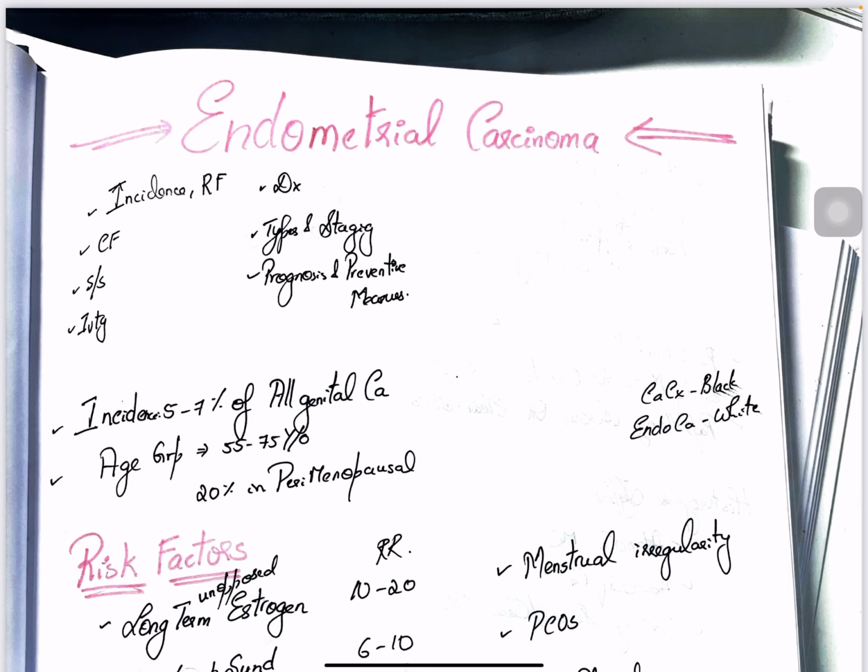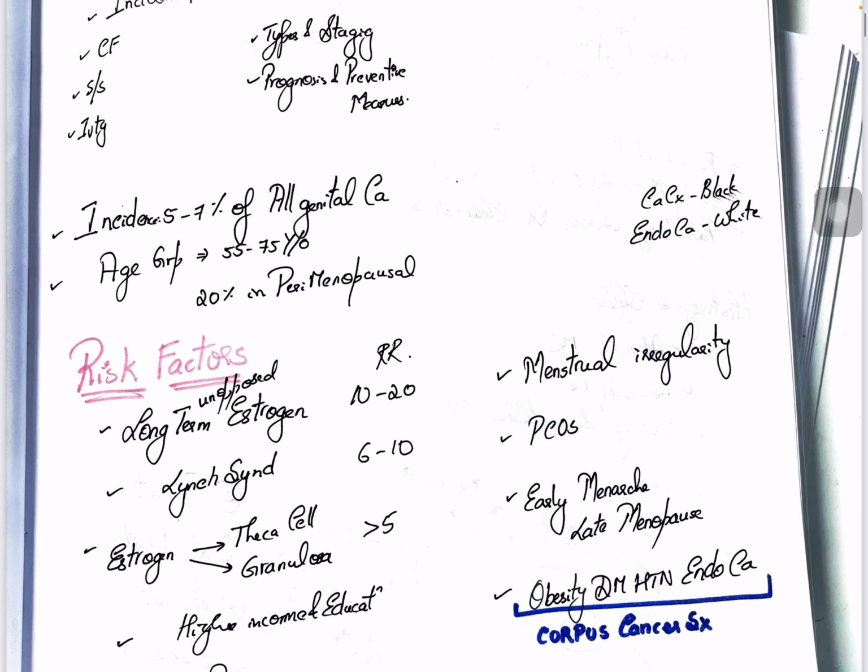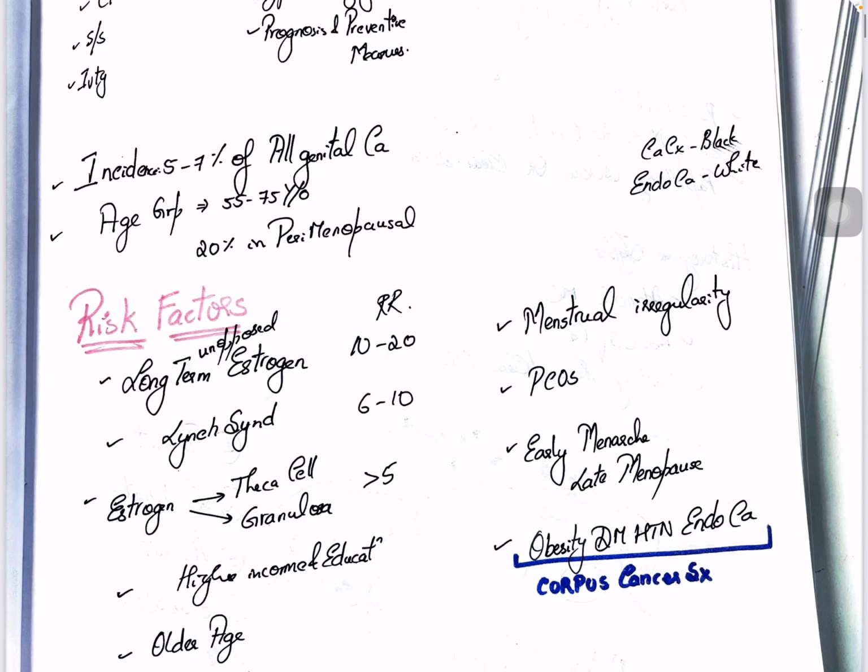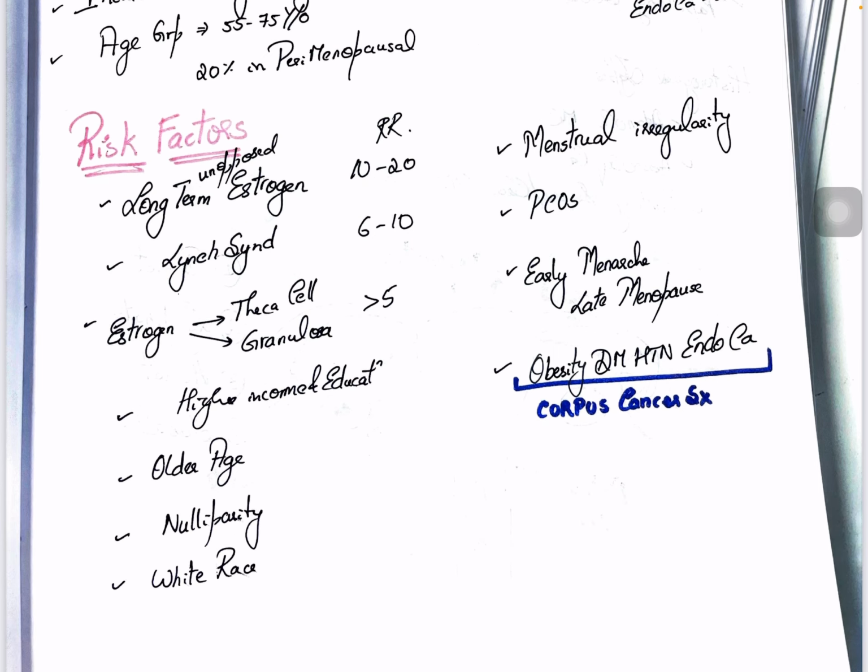Then we go for incidence: 5 to 7% of all carcinoma. It's more common in postmenopausal women, 55 onwards, and in perimenopause also some cases are seen. Risk factors, most important: long unopposed estrogen that increases risk 10 to 15 times, Lynch syndrome 10 times, estrogen secreting tumors, higher income, old age, white race, nulliparity, menstrual irregularity, PCOS, early menarche, and something called cancer syndrome.